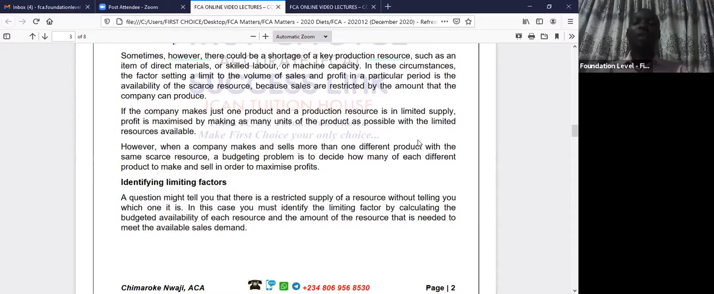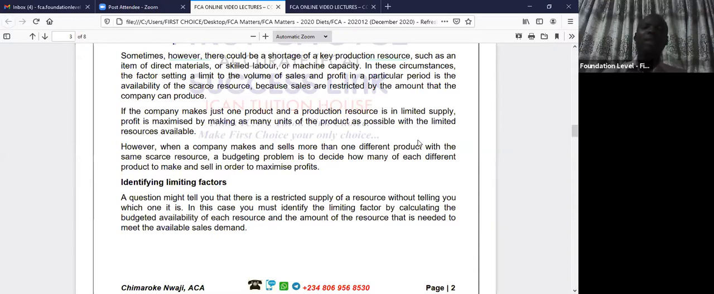Now, how do you know that this is the limiting factor? Probably in the exam, the examiner at this level may tell you the limiting factor. And so you will see words such as labor is limited to so and so figure, or labor is restricted to XYZ hours, or the maximum available materials is maybe XYZ quantity. That is a key to know the limiting factor. And so you'll be given just one limiting factor.